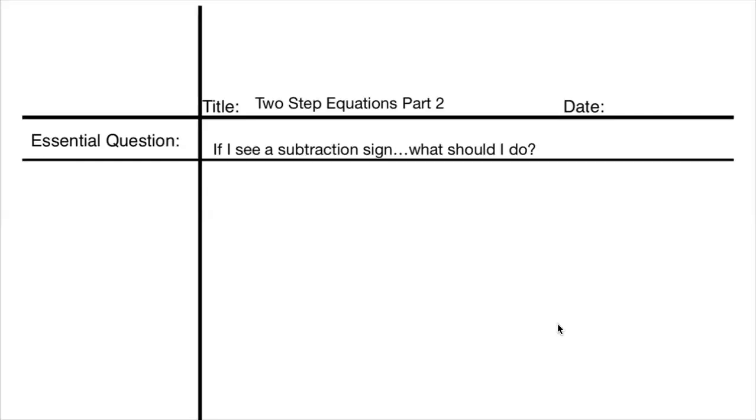All right, so we're going to start a page of notes today on two-step equations continued. Let's look at a quick review of how to do a regular two-step. And remember, we had some steps, so go ahead and write these down.